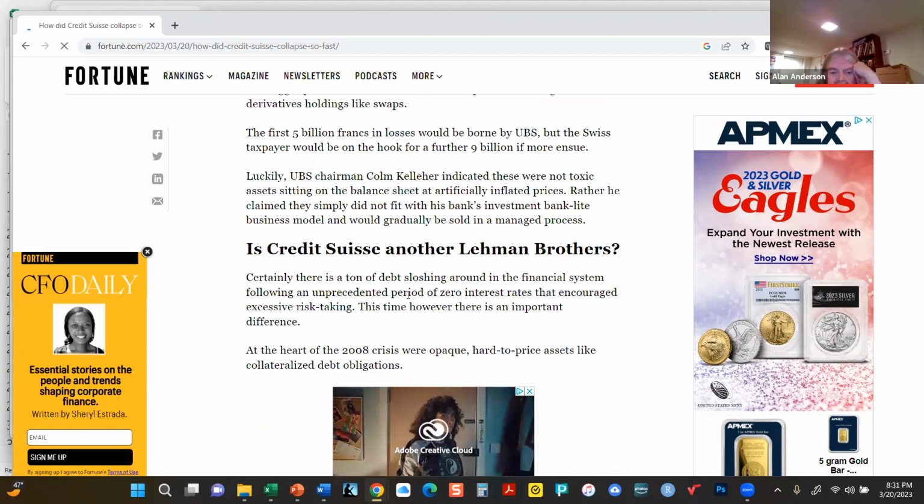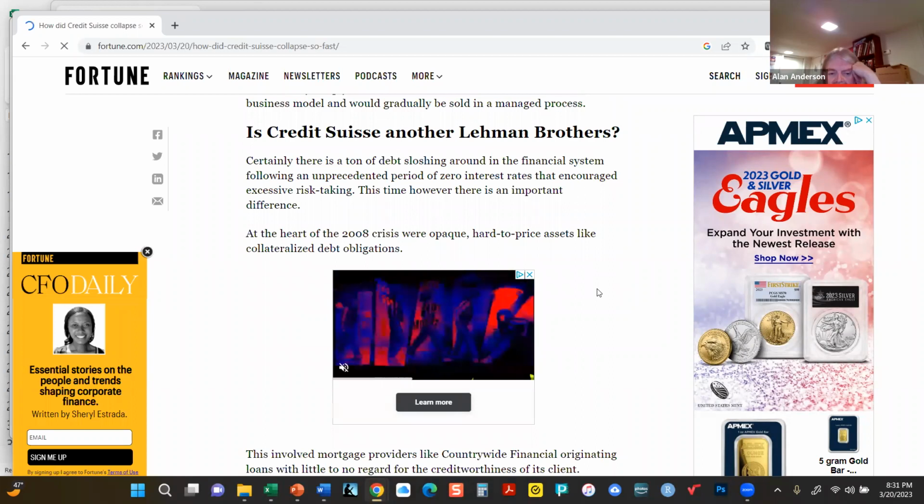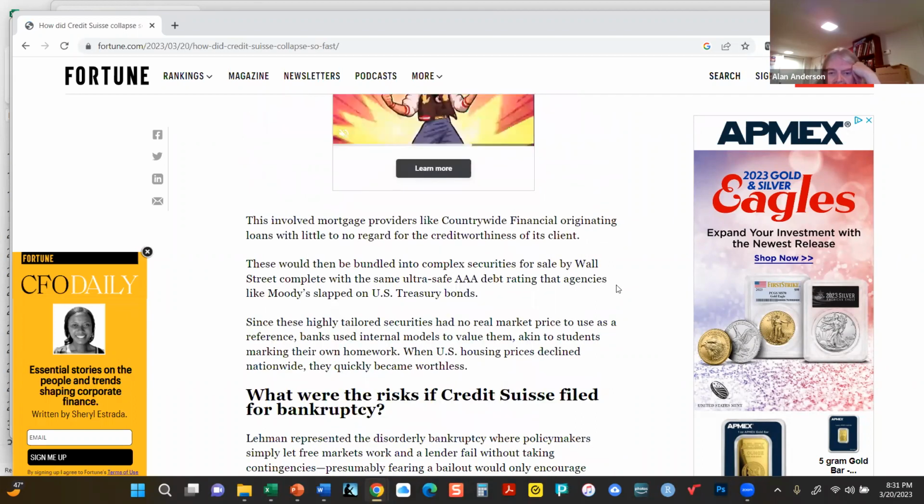There's an important difference. In the 2008 crisis, we had opaque, hard to price assets like collateralized debt obligations. This involved mortgage providers originating loans with little regard to the creditworthiness of the client. They were then bundled together into securities such as collateralized debt obligations, which were given high credit ratings, which were not warranted at all. When housing prices started to collapse, the whole house of cards came down.